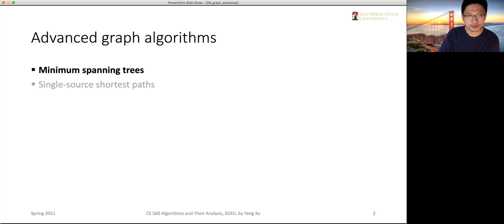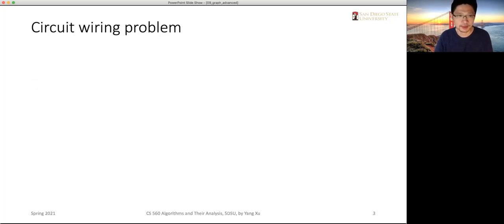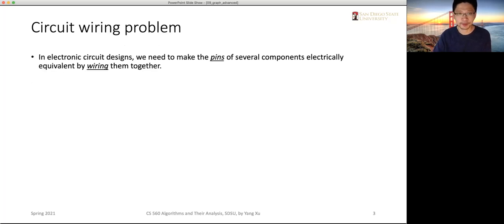In order to introduce the minimum spanning tree problem, I think we will start with a practical problem about circuit wiring. If you have any experience with how electronic circuits are designed, it's actually a PCB board. There are some metal pins that we need to design whether we want to wire together, depending on the function we want to achieve. For example, we want to shortcut some pins by connecting them together, or we need to make sure that some pairs of pins are never connected to each other. But it's basically a problem of choosing the pins to be wired together.